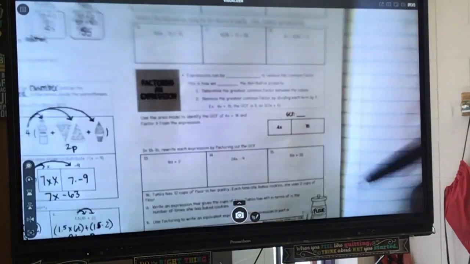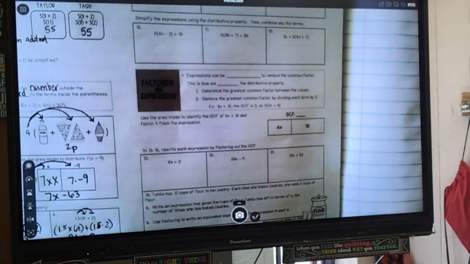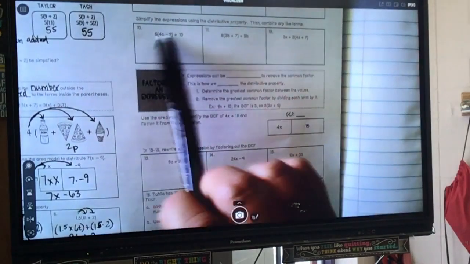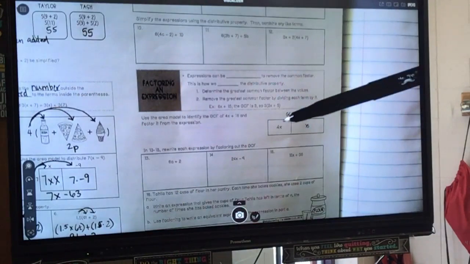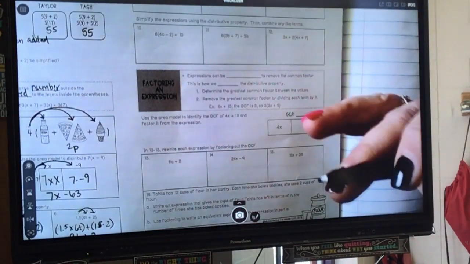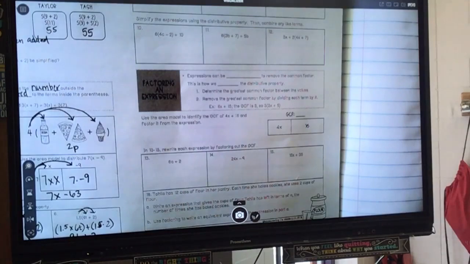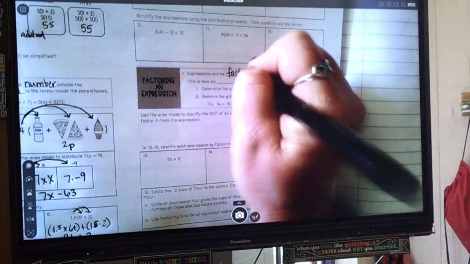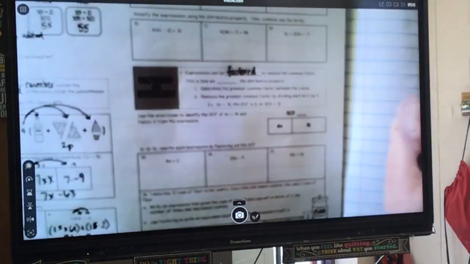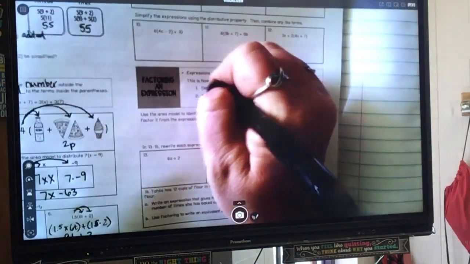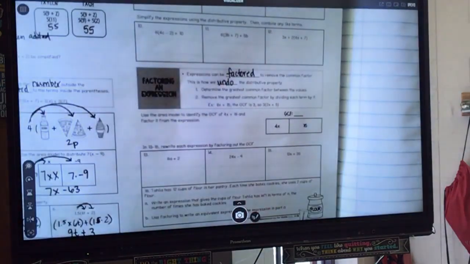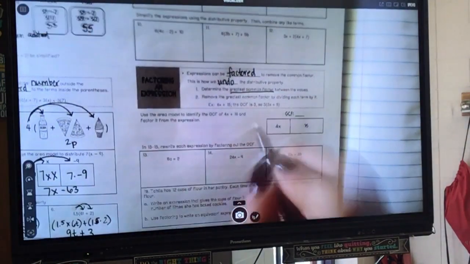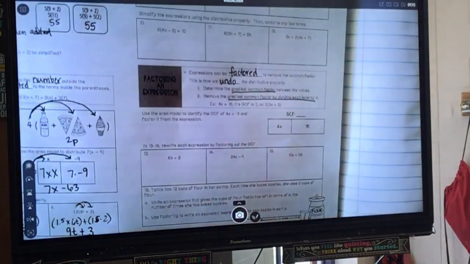So factoring an expression. This part is just talking about using the GCF. So instead of it being with the number on the outside like these all are, you are having to find the number that will go on the outside. So you're just finding the GCF of those two. It says expressions can be factored to remove the common factor. This is how we undo the distributive property. So determine the greatest common factor and then remove the greatest common factor by dividing each term by it.